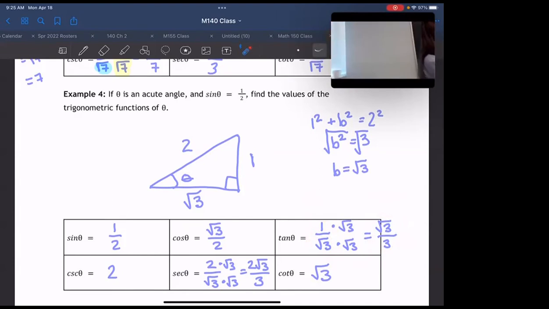Now I don't care if you flip the simplified version instead of the unsimplified version. However you get to the answer is fine with me. But I thought that was pretty cool how she saw that you can just flip the unsimplified version. Any questions on example 4? All right.